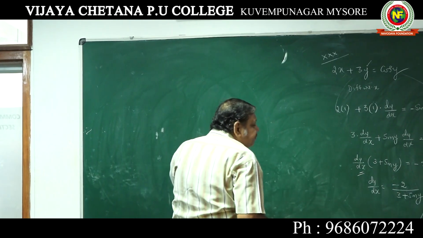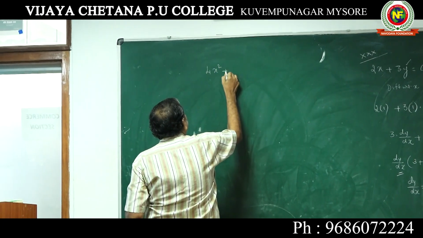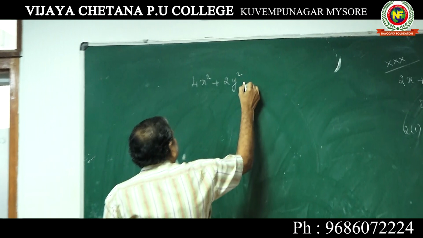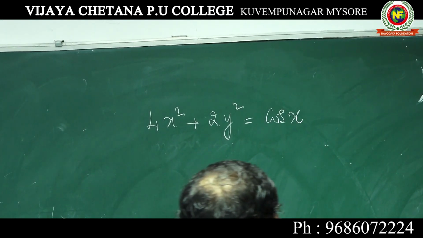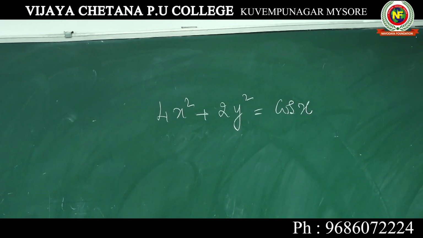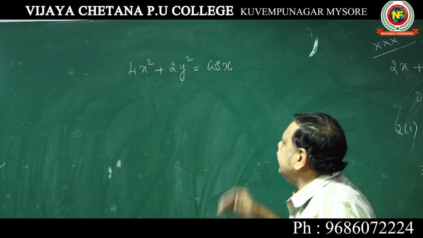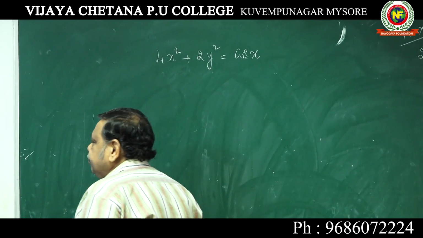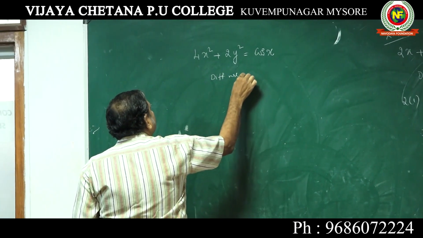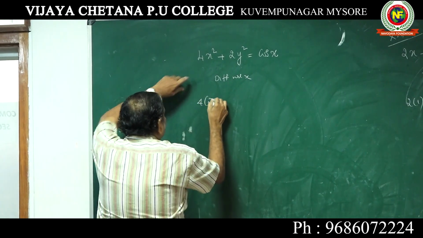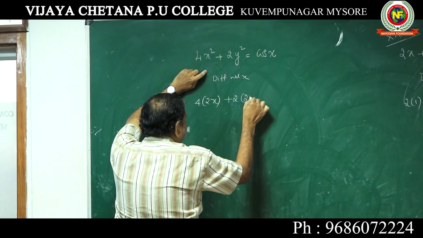Take the next problem. 4x square plus 2y square is equal to cos x. Again the same thing. It is an implicit function. x and y are there. So once you identify it as an implicit function, when you are differentiating, you should be very careful. 4 into 2x, you will differentiate x square as 2x. Here it is 2 into 2y.